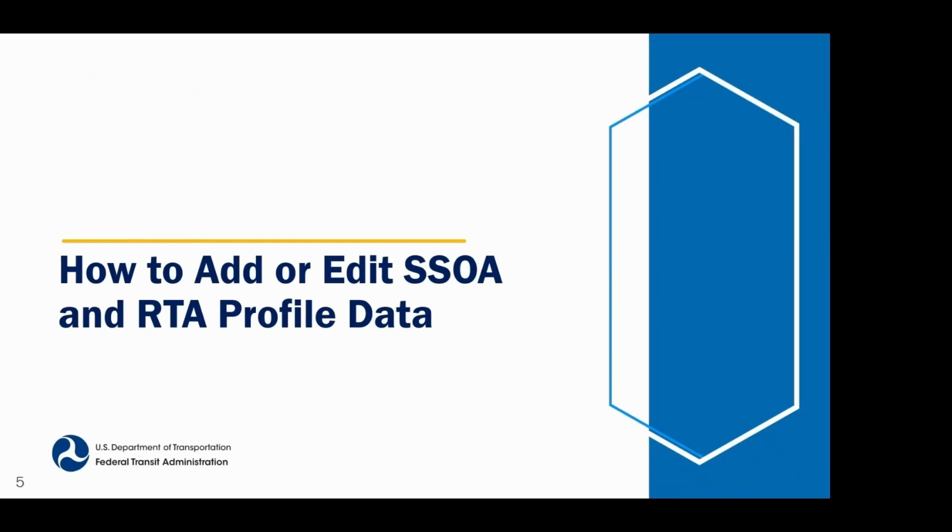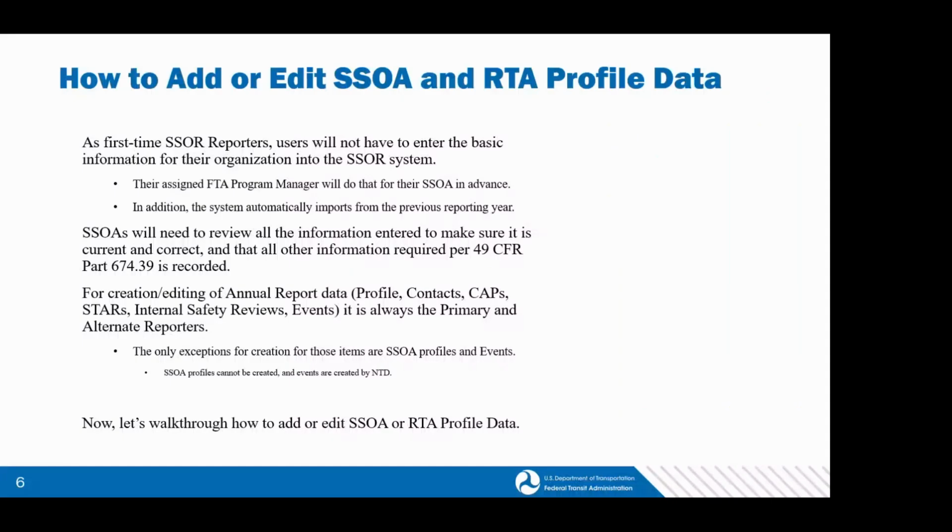How to add or edit SSOA and RTA profile data. As first-time SSOR reporters, users will not have to enter the basic information for their organization into the SSOR system. Their assigned FTA program manager will do that for their SSOA in advance. In addition, the system automatically imports from the previous reporting year. SSOAs will need to review all the information entered to make sure it is current and correct, and that all the information required per 49 CFR Part 674.39 is recorded.